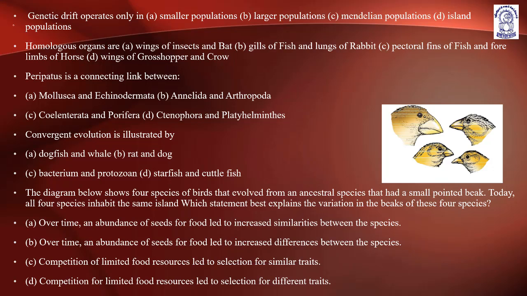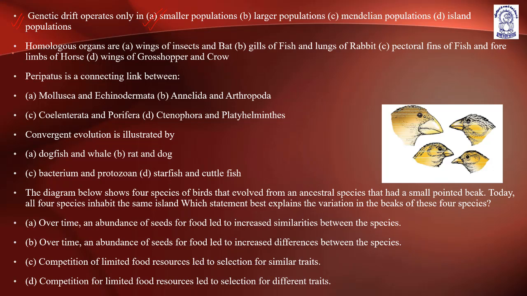The first question is genetic drift. You know about genetic drift? I explained, genetic drift operates only in a smaller population, larger population, Mendelian population, or island population. When we were learning about genetic drift, we came to know that it involves the smaller part of the population, because it is easy for the smaller part of the population to come up with the new change, to come up with the new character. And that is why the correct answer will be smaller population. Genetic drift operates only in the smaller part of the population, right?